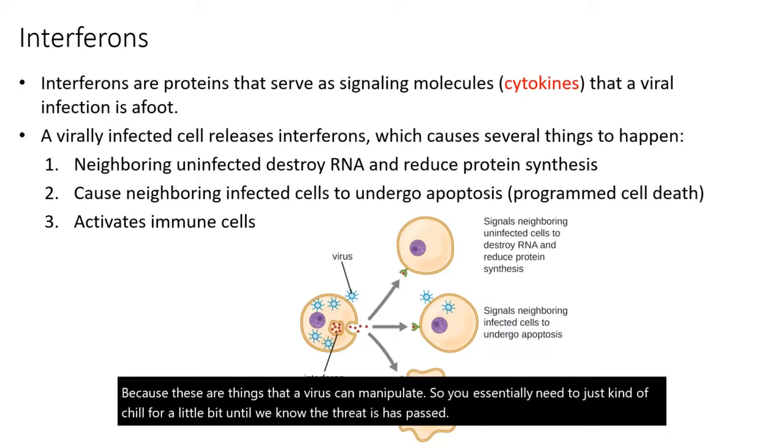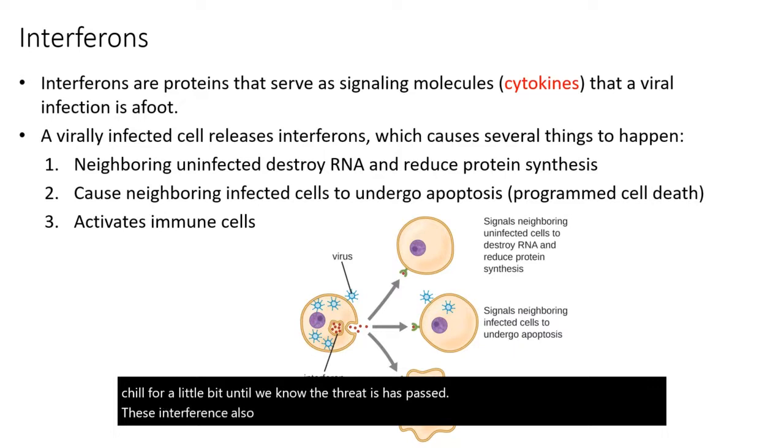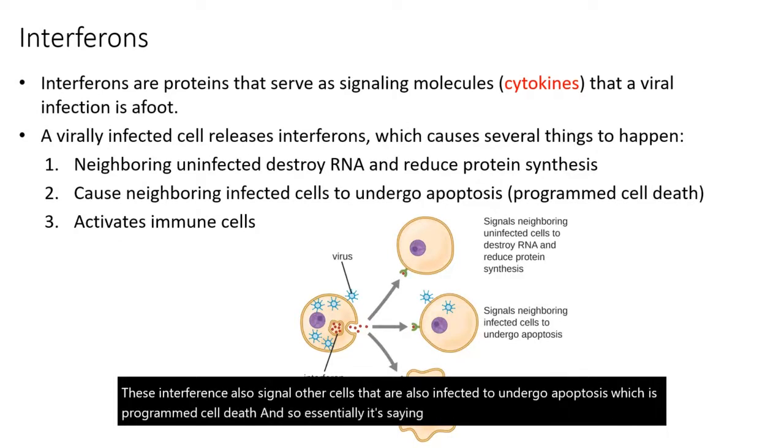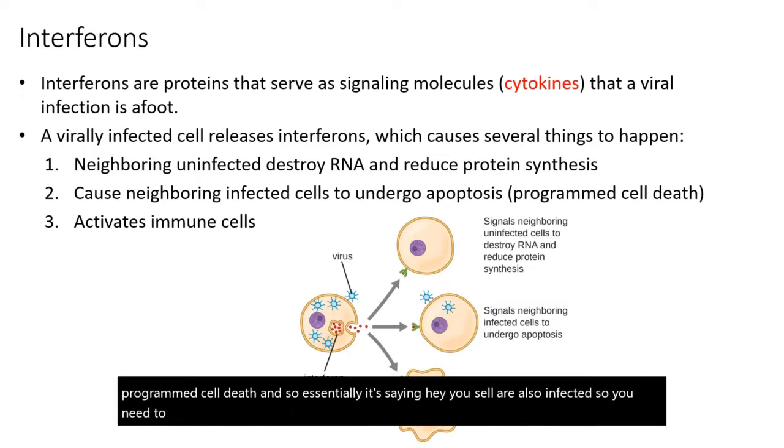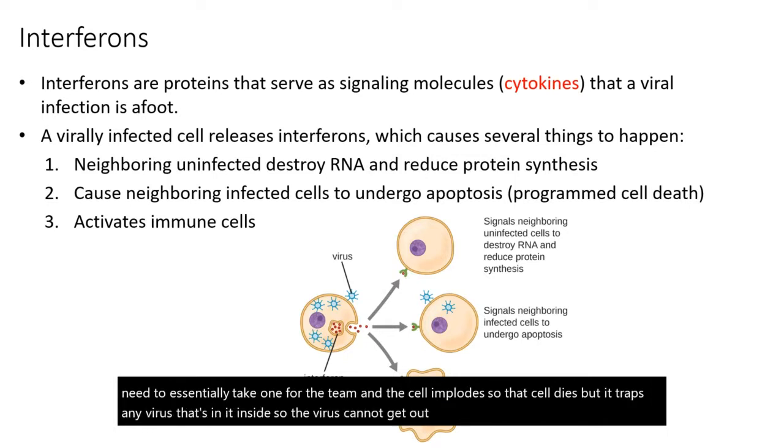These interferons also signal other cells that are also infected to undergo apoptosis, which is programmed cell death. And so essentially, it's saying, hey, you cell are also infected. So you need to essentially take one for the team, and the cell implodes. So that cell dies, but it traps any virus that's in it inside. So the virus cannot get out and cannot infect a new host.